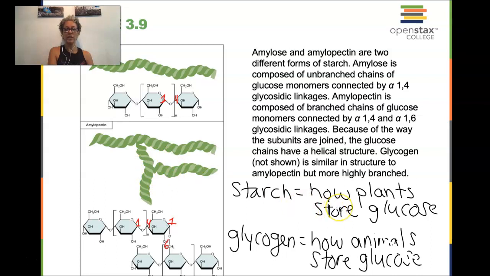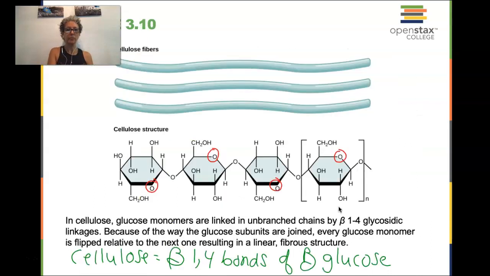So plants store glucose as starch. Animals, like us and all other animals, store our glucose as glycogen. And it will have similar alpha linkages, but the number of branching is different between them.